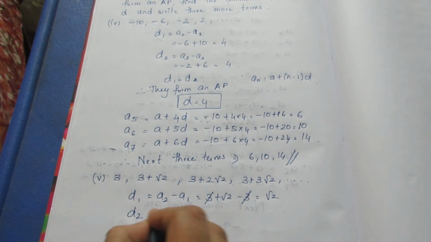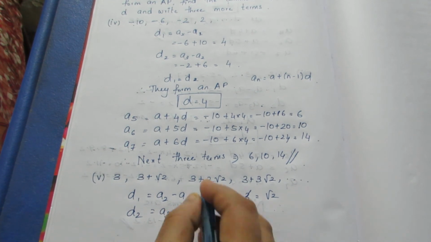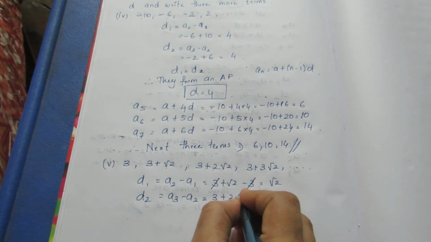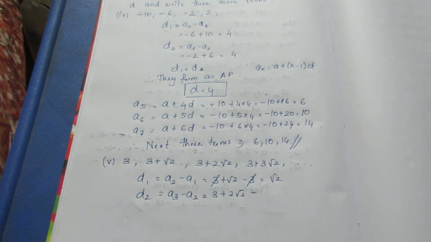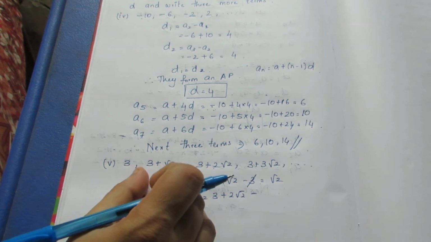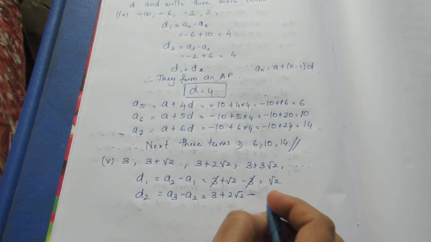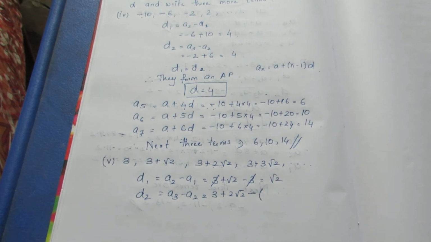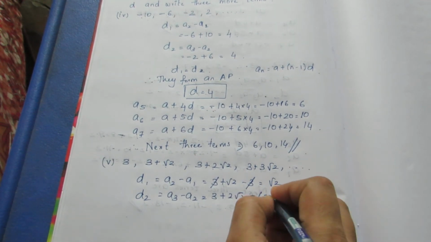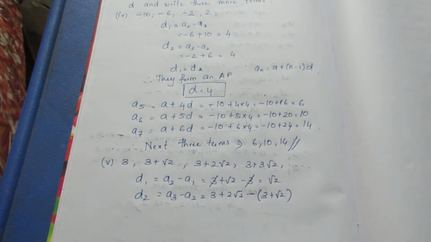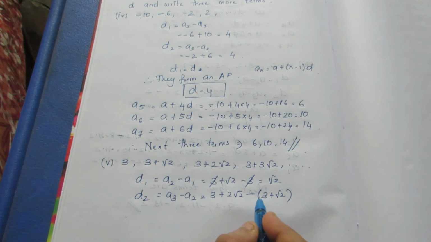We will find D2. D2 is the third term minus the second term. The third term is 3 plus 2 root 2 minus. Here you need to be very careful when there are 2 digits. If I need to substitute 2 digits with a minus sign, we always need to put a bracket. If not, you will go wrong. Usually people go wrong here. They will not put the bracket, and the minus sign will go only for the 3.